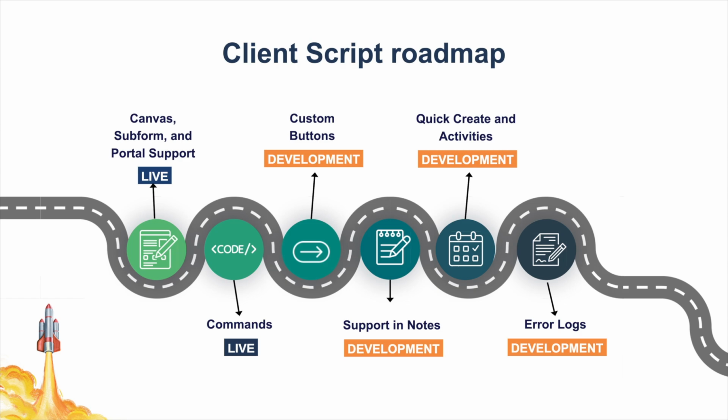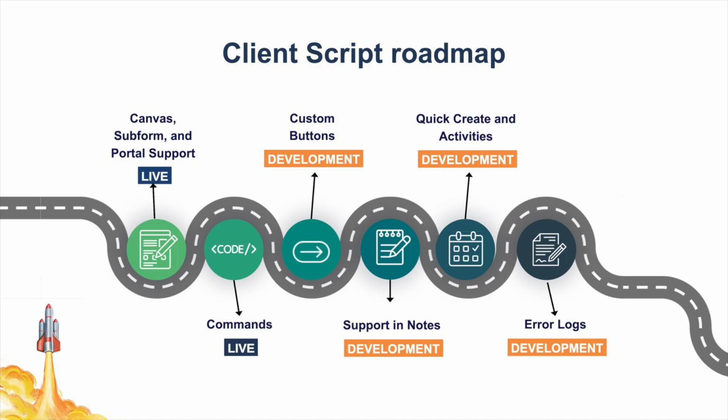So what is coming on the client script roadmap? There's actually quite a bit out here. So Canvas subform and portal support is already live. I didn't mention the portal support before, but this really makes client portals usable now. You can perform all of the same automated actions that you do on the actual client-facing portal. Commands are already live. We talked about that. Custom buttons. So custom buttons exist now in Canvas for client scripts, but they don't exist for the standard record out there. So that is one that is going to be coming. You can add custom buttons to all of your records.